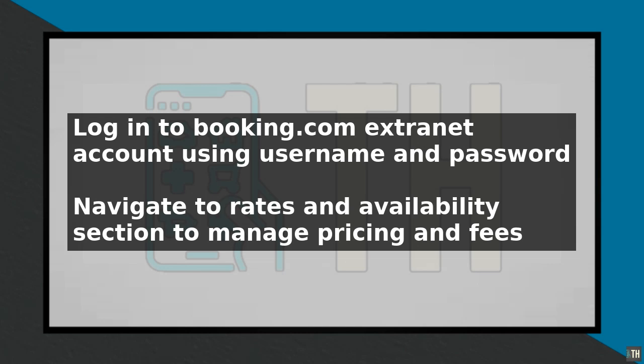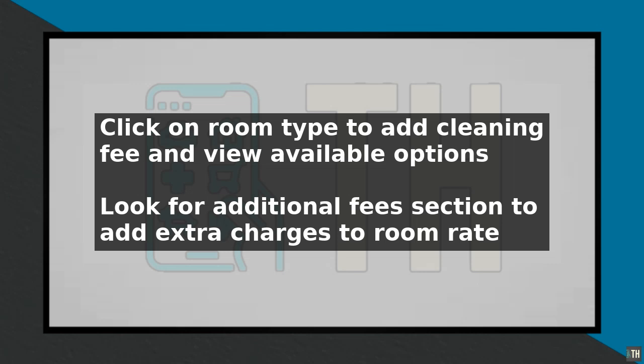In the Rates and Availability section, click on the room type you want to add the cleaning fee to. You will see a list of available options, including the rate, occupancy, and other settings. Look for the Additional Fees section, where you can add extra charges to your room rate.